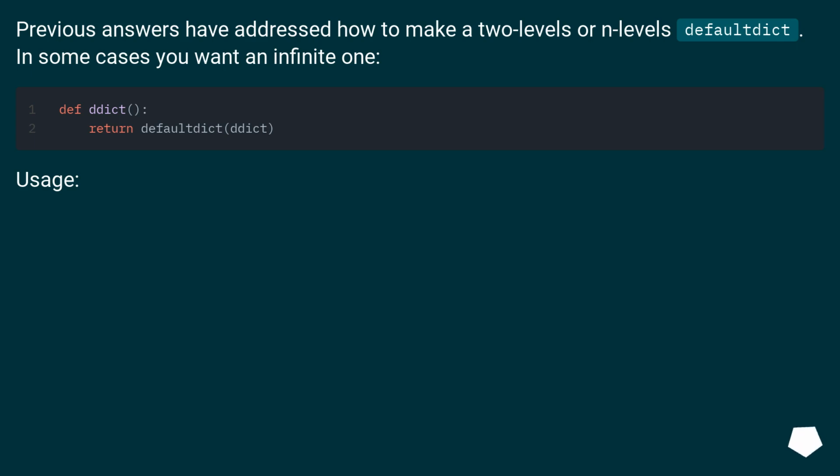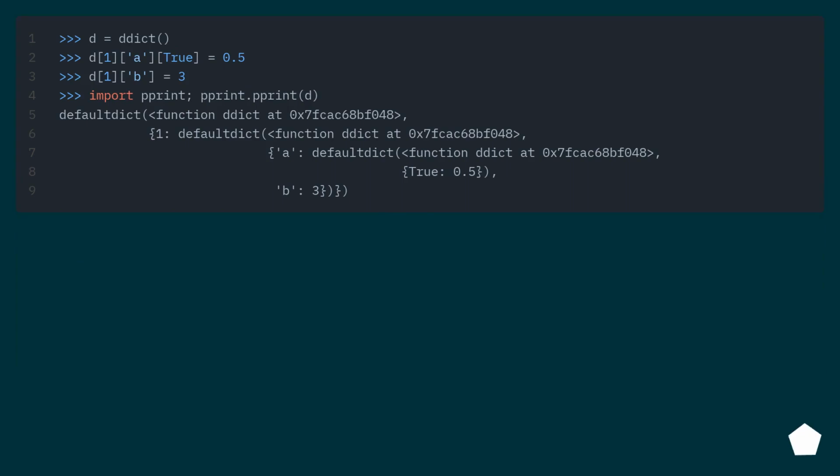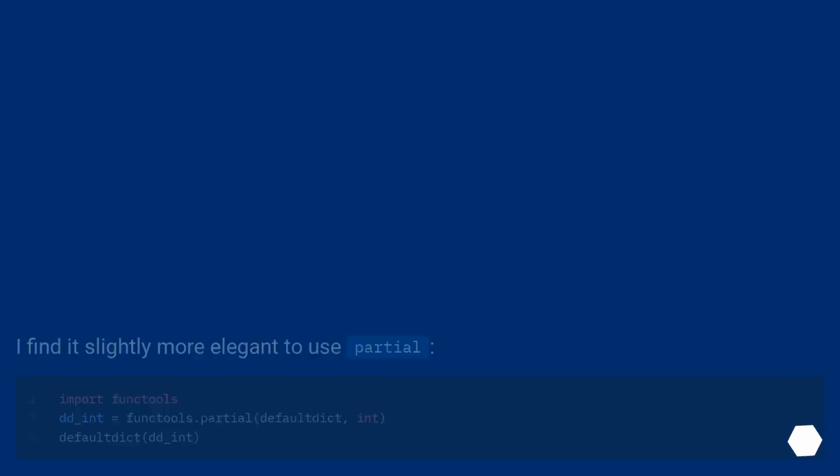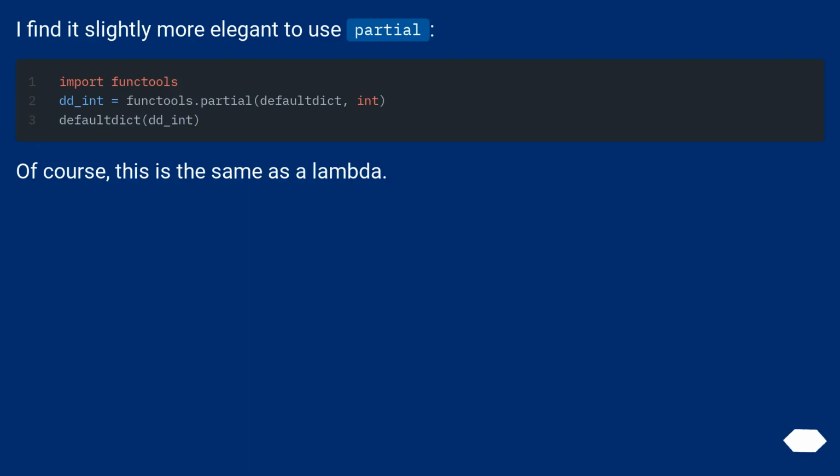Previous answers have addressed how to make a 2 levels or n levels defaultdict. In some cases you want an infinite one. Usage. I find it slightly more elegant to use partial. Of course, this is the same as a lambda.